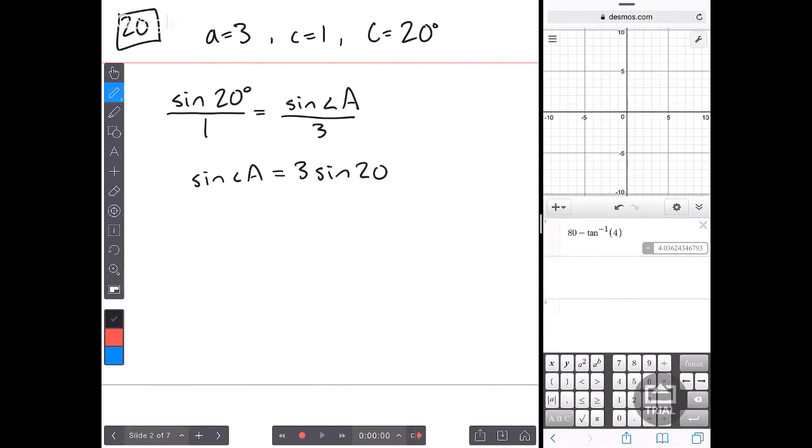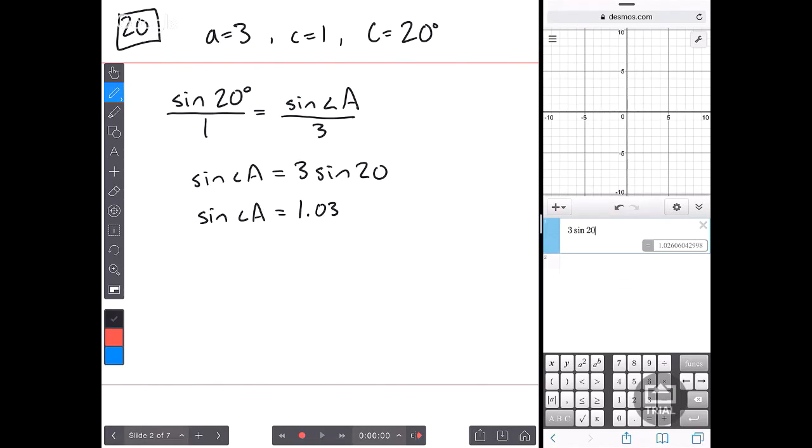3 sine 20 is 1.02, 1.03. And I'm already thinking to myself, this is odd. The sine of some angle is 1.03. How is it possible that the opposite side is greater than the hypotenuse and this ratio is greater than 1? Richard, I cannot set up a triangle because there is no such triangle. It's impossible.